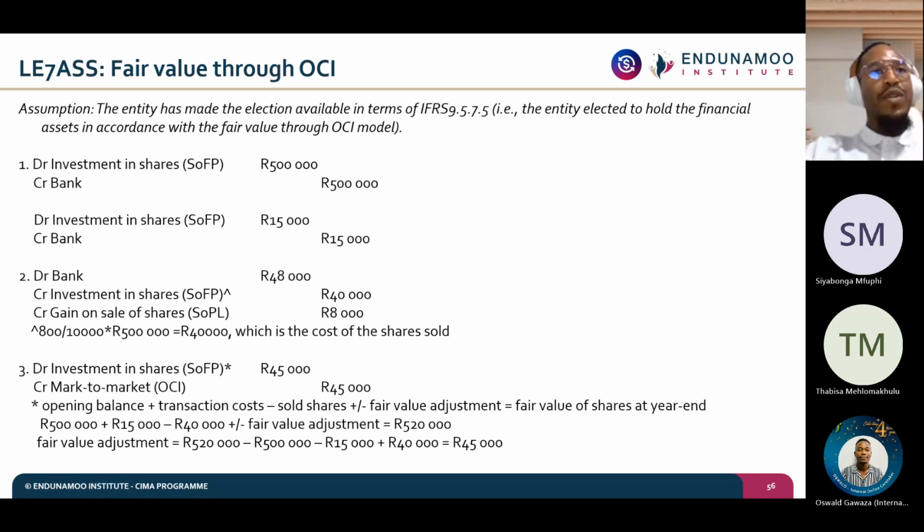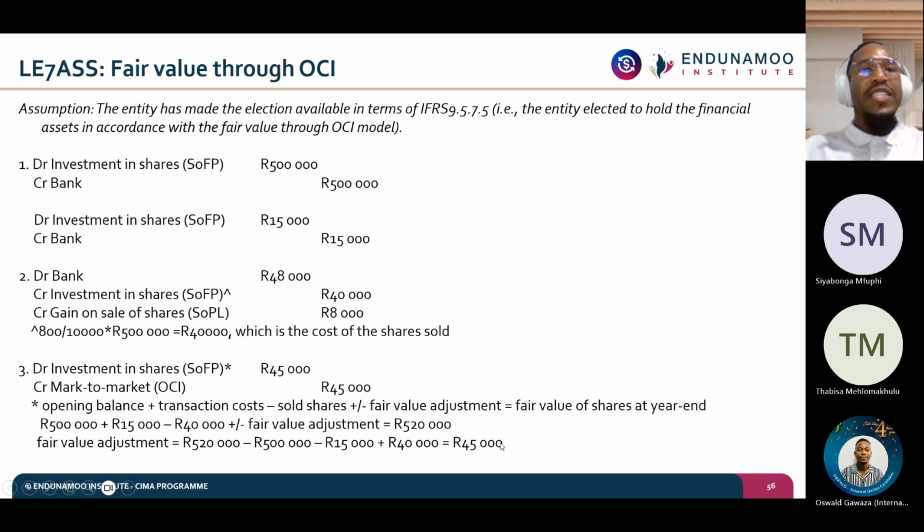To get to 520,000, we will need to say, what was the opening balance? The opening balance was 500,000 plus the transaction costs, less the 40,000 being the cost of the investment that has been sold, plus or minus the fair value adjustments, which should give us 520,000. Therefore, the fair value adjustments become 45,000.